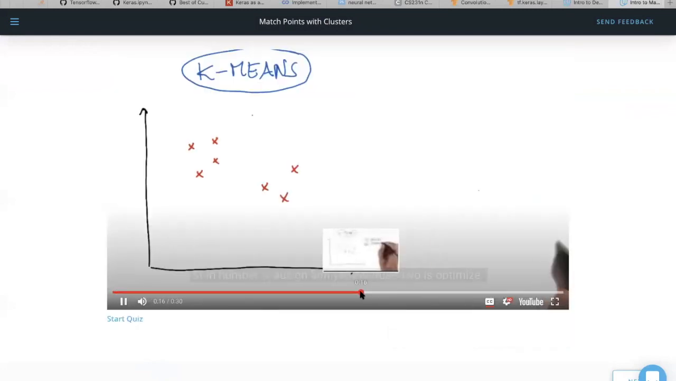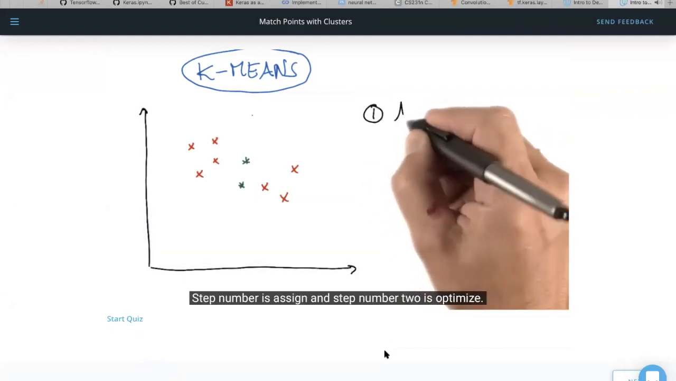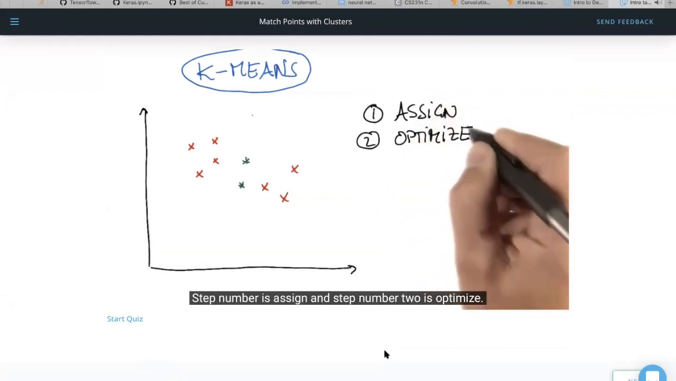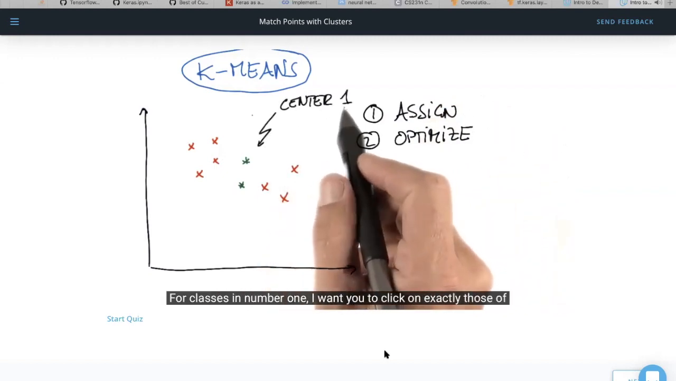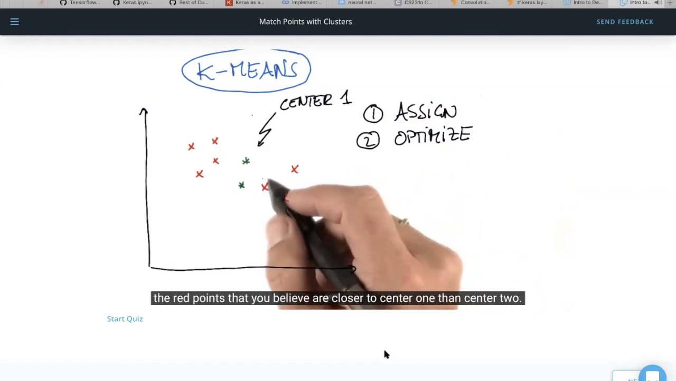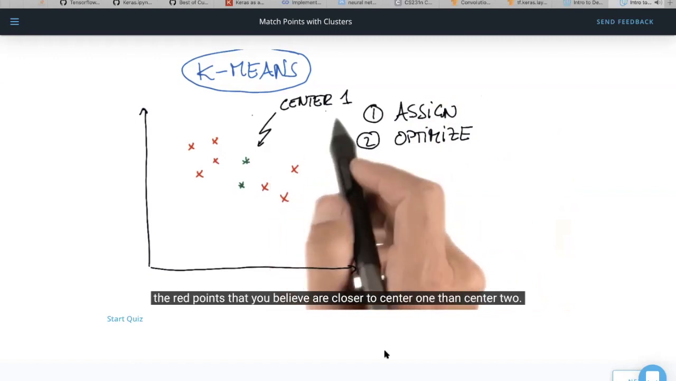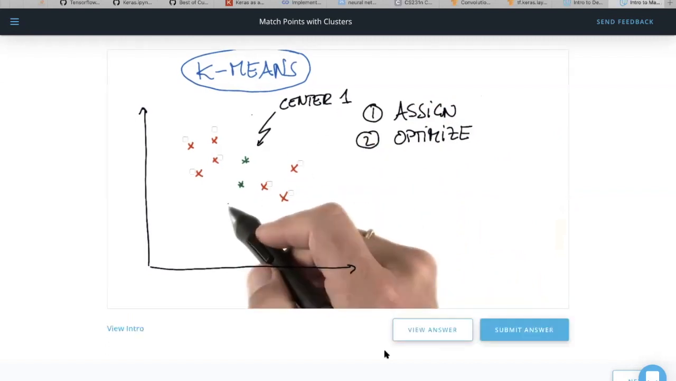In k-means, step number 1 is assign, and step number 2 is optimize. Let's talk about the assignment. For cluster center number 1, I want you to click on exactly those of the red points that you believe are closer to center 1 than center 2. Oh, okay.